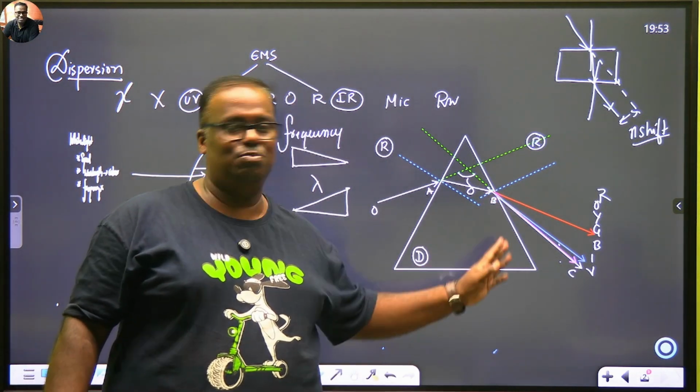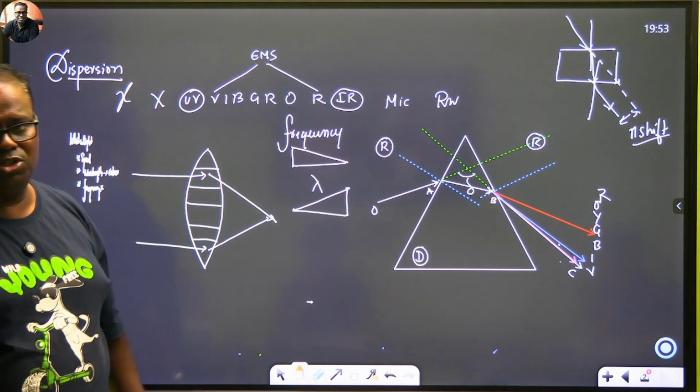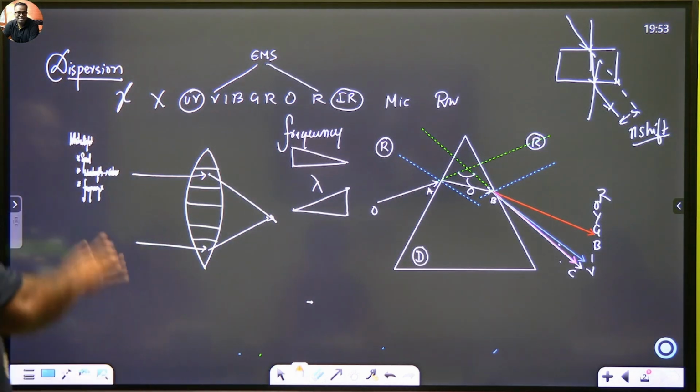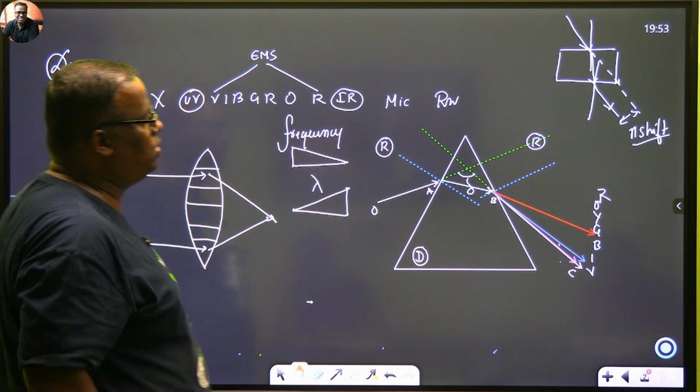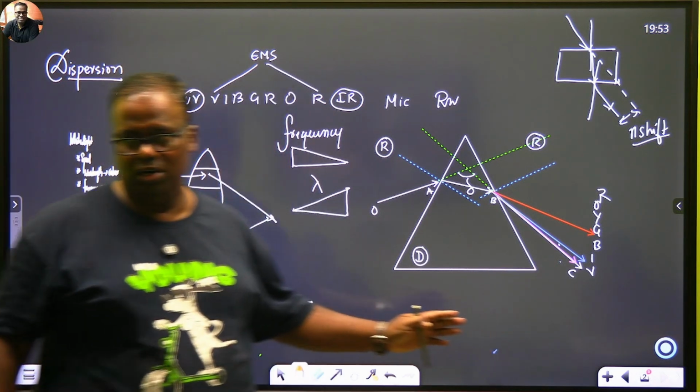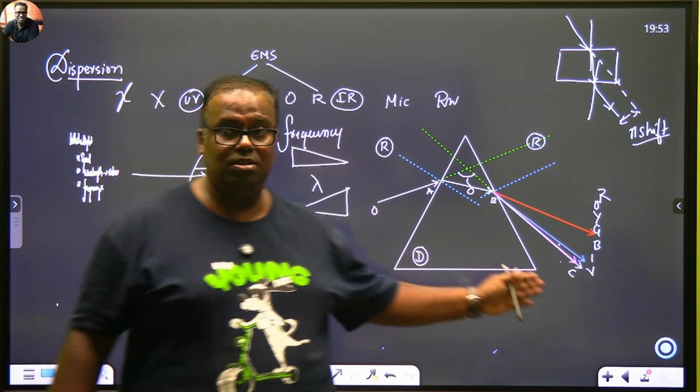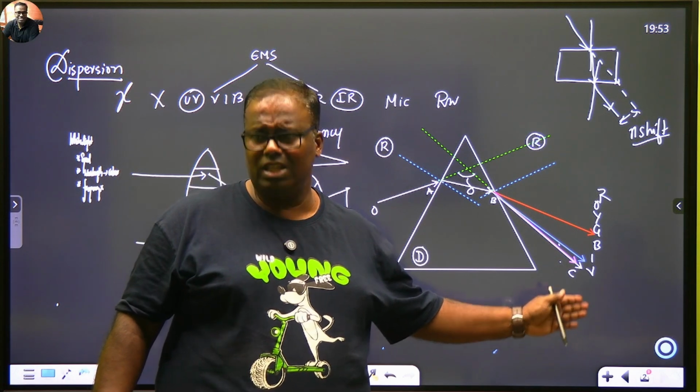Red's deviation is minimum. So this is all about dispersion of light. What is dispersion? The phenomenon by which a beam of white light can be broken into its 7 components, VIBGYOR, in the order that violet is deviated maximum and red least.